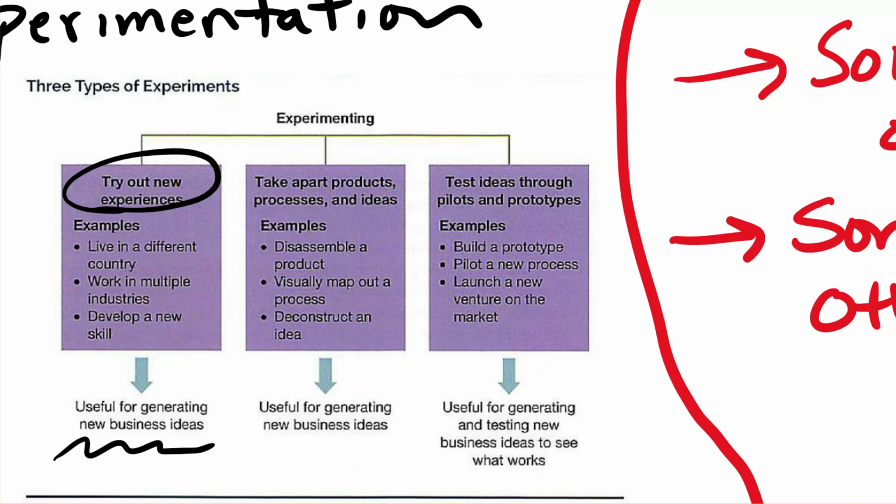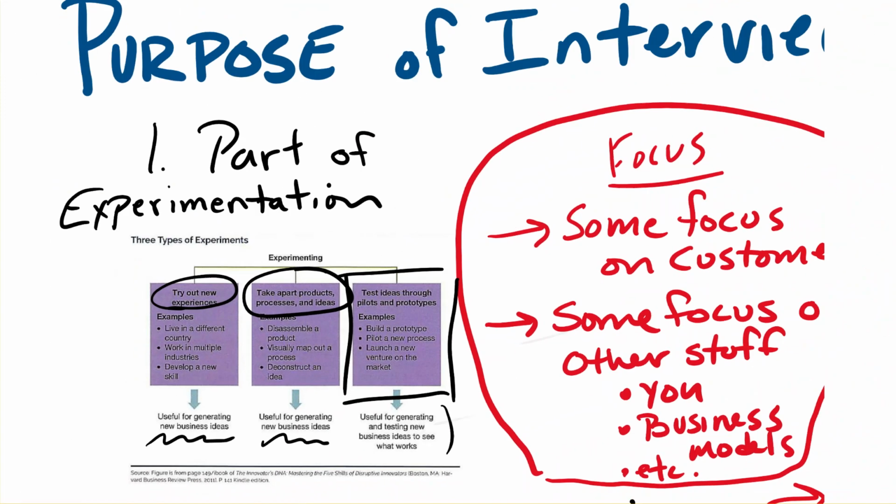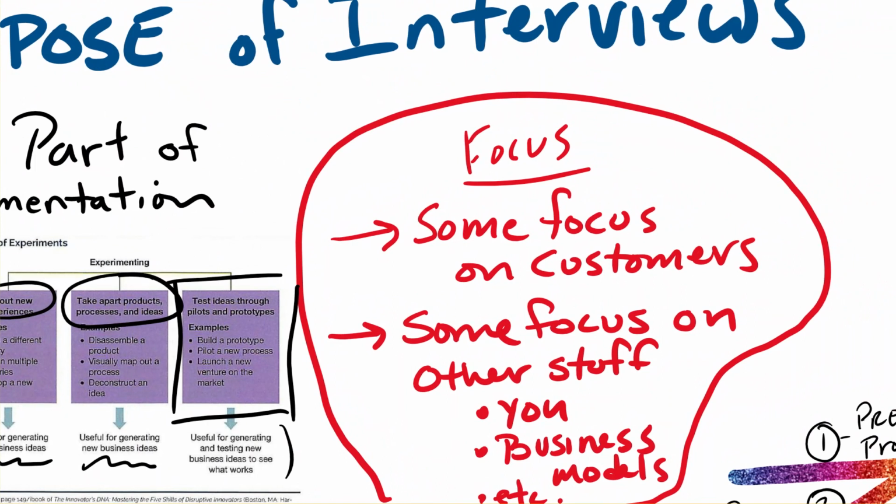Next is taking apart products, processes, and ideas. So like something that exists, you can take it apart, say, hey, what are all the component parts? And this, again, can be useful in generating new business ideas. But the one that we're focused on here is about testing ideas through pilots and prototypes. And this is useful for generating and testing new business ideas to see what works. So there'll be a little bit of exploration. Some interviews focus on customers, some focus on stuff. So sometimes you're trying to figure out the business models, and so on. But for this particular lesson, we care about the customers.